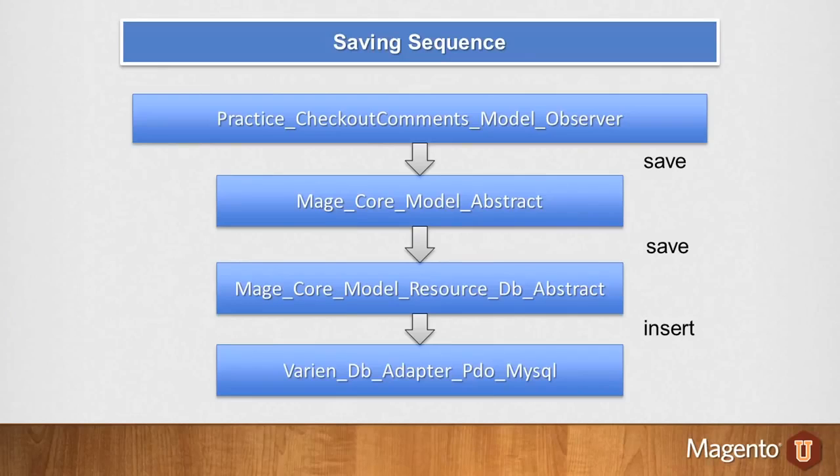Good. Look at the slide. Starting from the observer where we instantiated our model, we came across several classes. Our model extends the Mage_Core_Model_Abstract class, where the method save is located. When we call the method save of a model, the model called the method save of the resource model, which in turn called the insert method of the database adapter, which in our case is Varien_Db_Adapter_Pdo_Mysql.